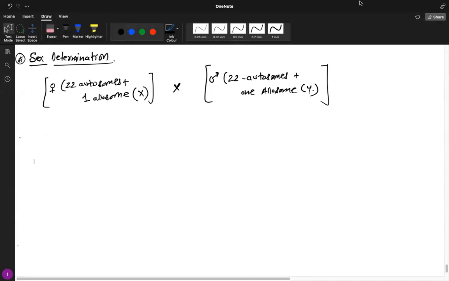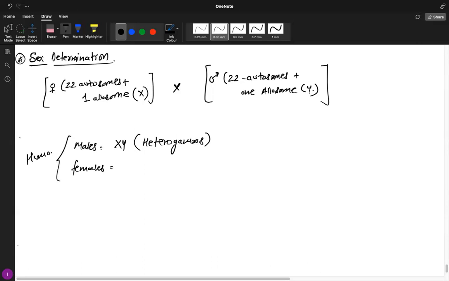So in humans, in the process of sex determination, males are XY, and this condition we call heterogametic. Hetero means different, gametic means gametes, so they are capable of forming two different types of gametes. Whereas females, and this we are talking about humans, are XX, and this condition is called homogametic. Is it clear?